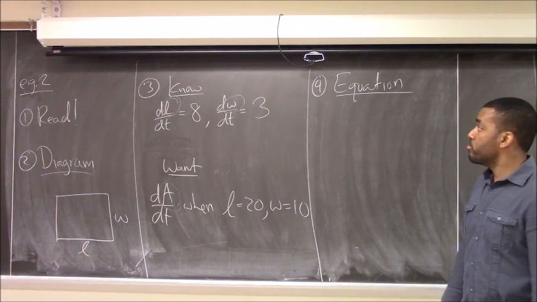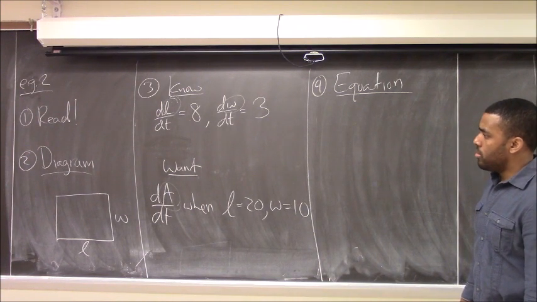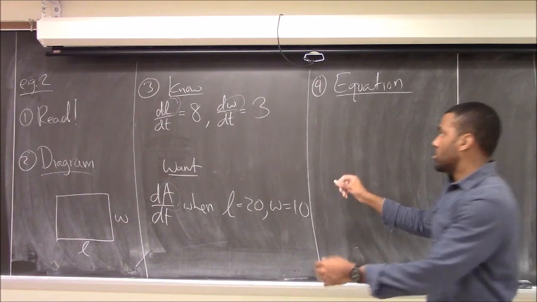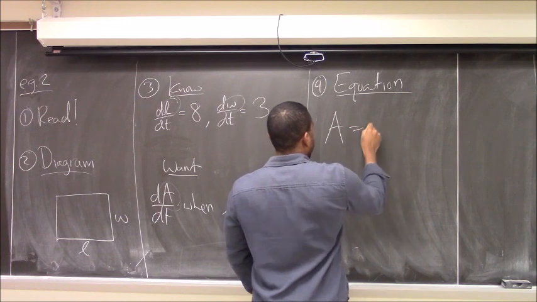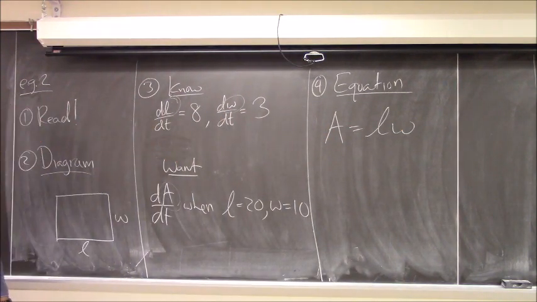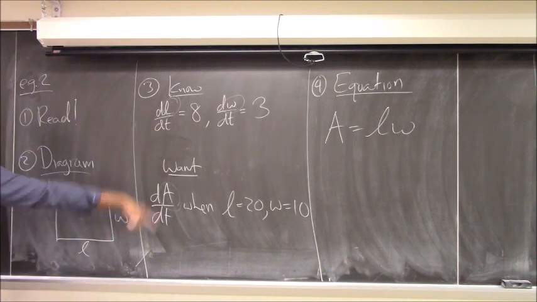2L. Come again? Right, area equals length times width. Right? So there's an equation that relates all the variables that I mentioned in step 2 and step 3.